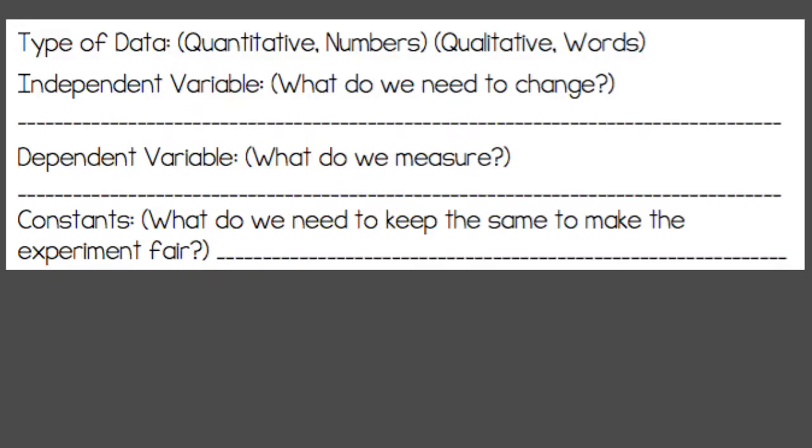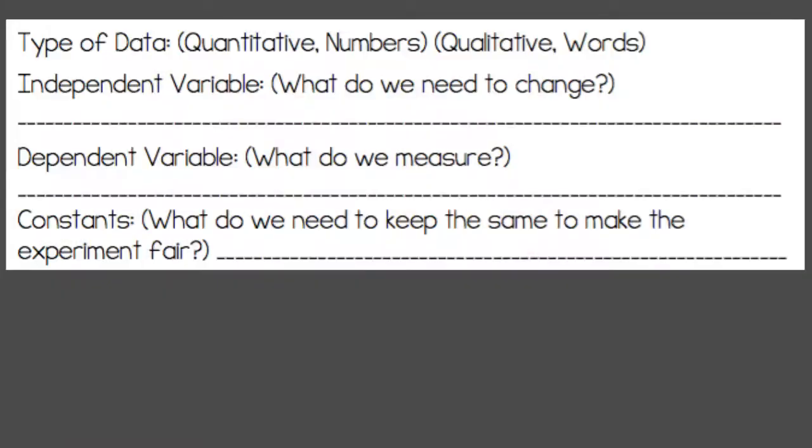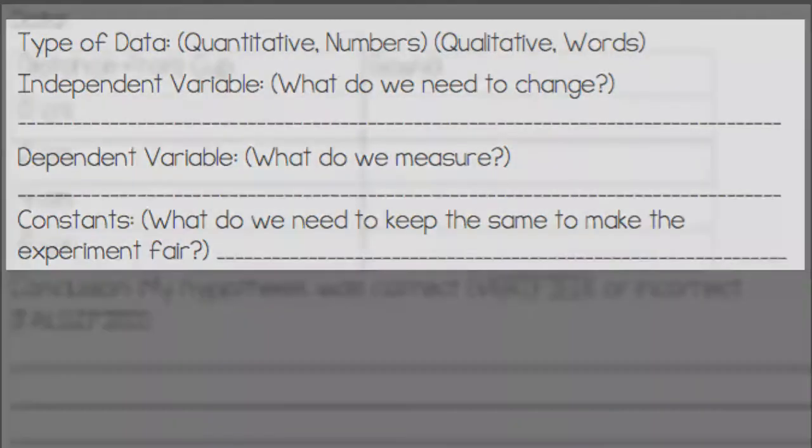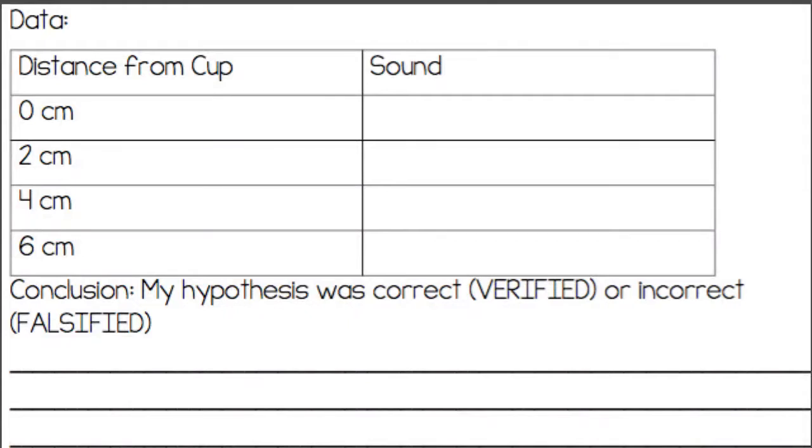Constants. What are some of the things I need to make the experiment fair? I need to have the exact same type of container no matter what I'm doing. I need to have the same bobby pin. I need to have the same string. I need to make sure my hands are equally wet each time I do this. You need to have water on the string because otherwise it won't work because of friction.